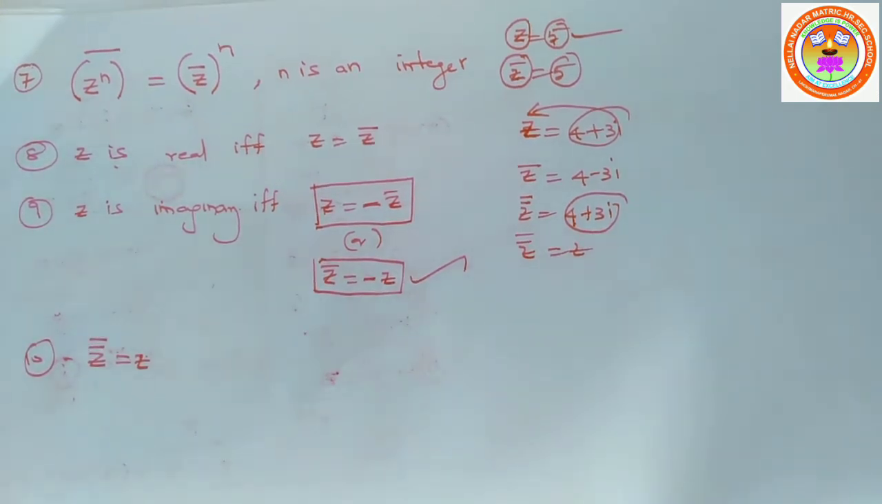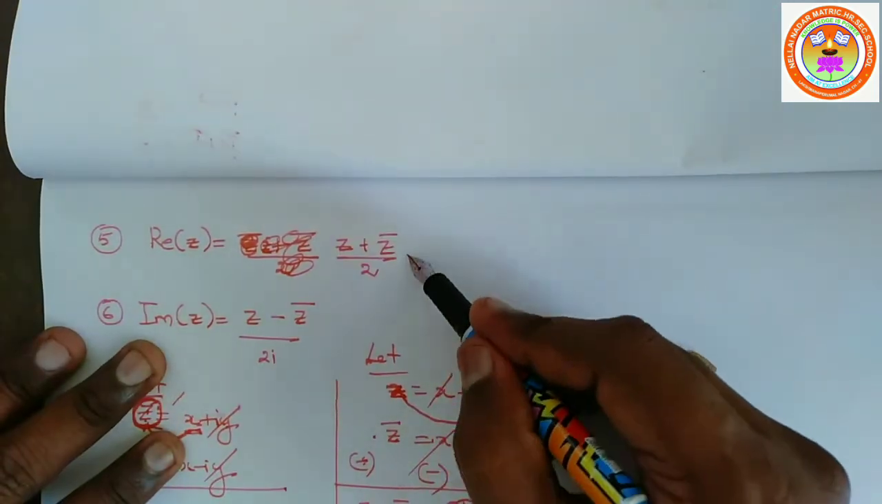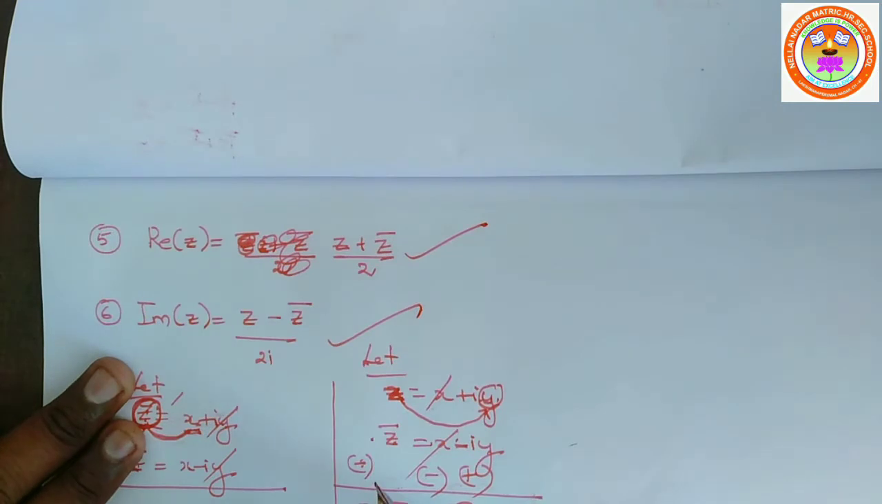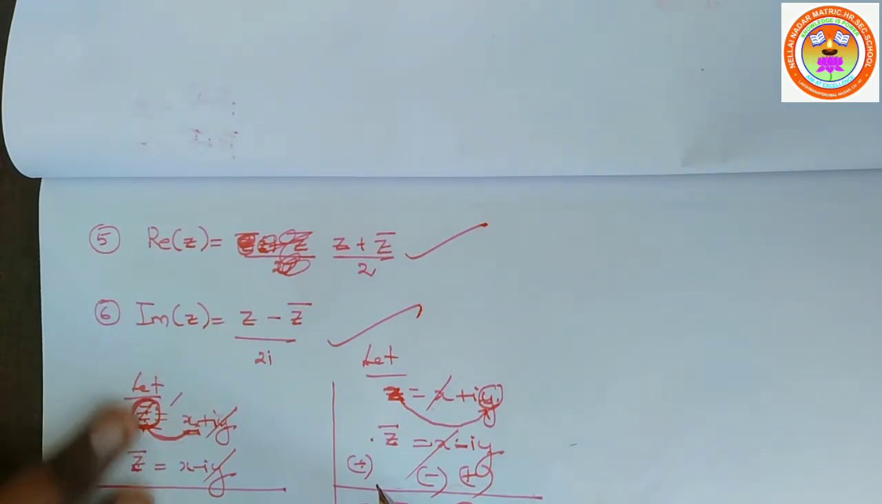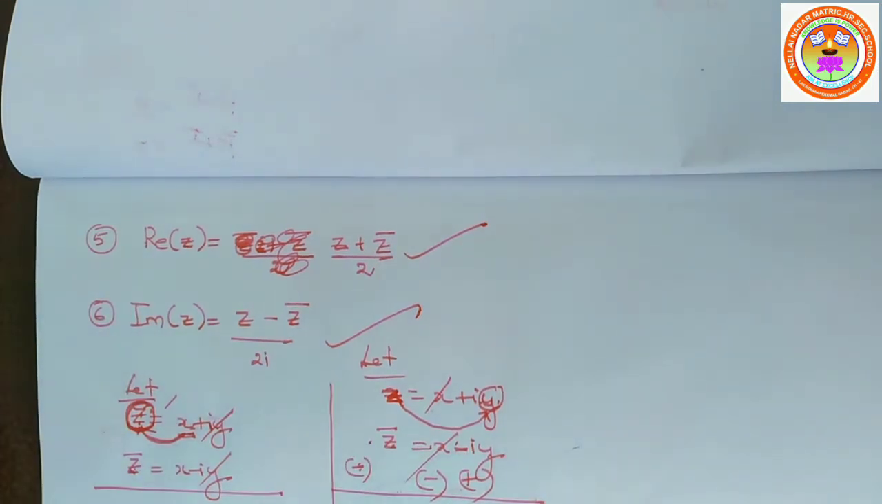Students, the main thing, you need to memorize all these complex conjugate properties. Otherwise you can't do exercise 2.4. These complex conjugate properties will be useful in exercise 2.5 also. So don't lose this. The main thing you need to memorize: real part of z is equal to z plus z bar by 2. Imaginary part of z is equal to z minus z bar divided by 2i.